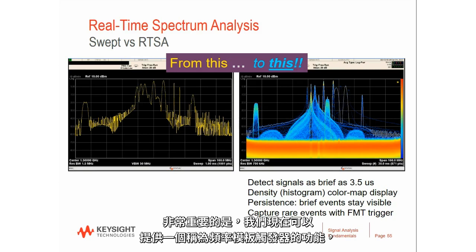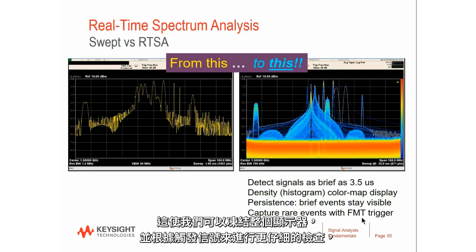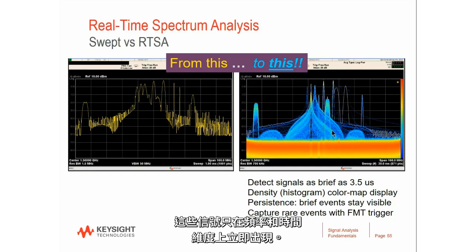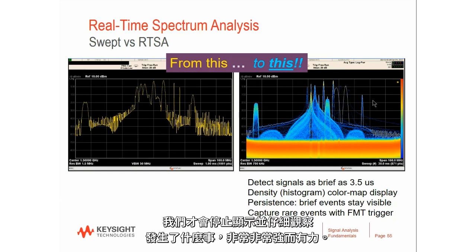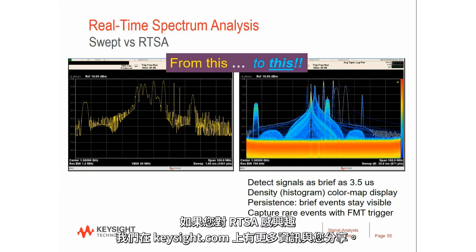And very importantly, we can now offer a feature called frequency mask trigger, and this lets us freeze this whole display and do a closer examination of signals based on triggering off of a signal that appears only very momentarily in both the frequency and the time dimension. We can, for example, put a trigger around this peak, and only when it occurs do we stop the display and take a closer look at what was going on. Very, very powerful. If you're interested in RTSA, we've got lots more to share with you on Keysight.com.